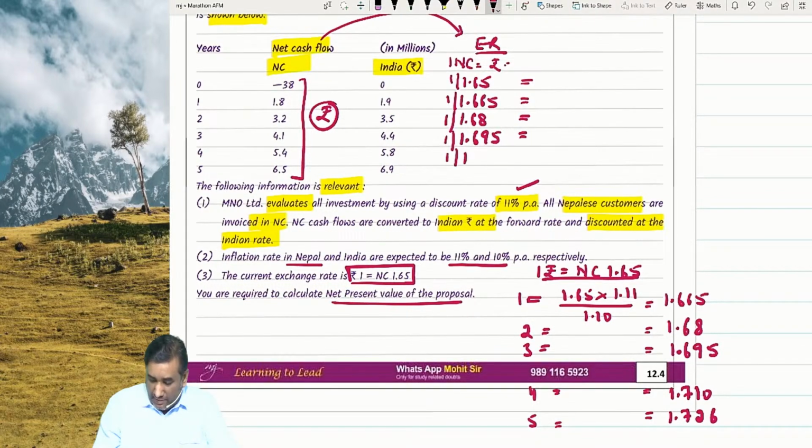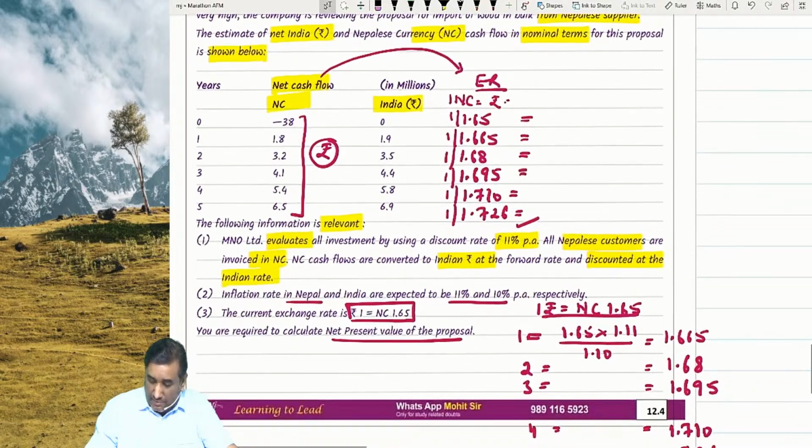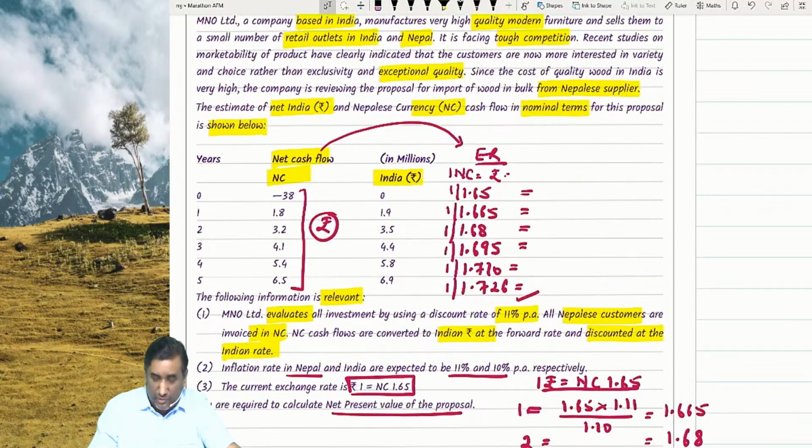Left to right we multiply. So we are converting Nepali currency into rupee. 1 divided by 1.726. So 38 divided by 1.65, you will get some number. 2 decimals you can calculate, or 3 also you can do. First one 23.03.